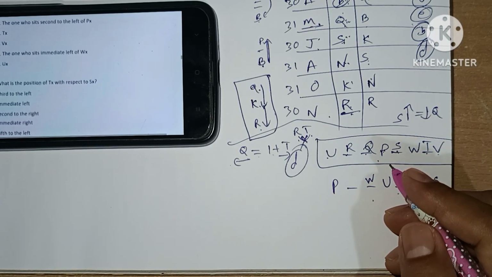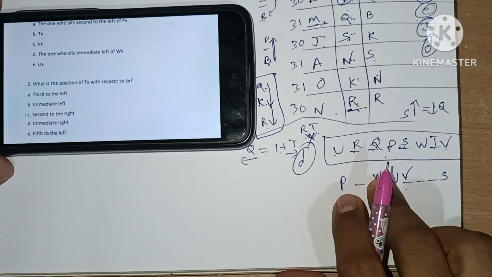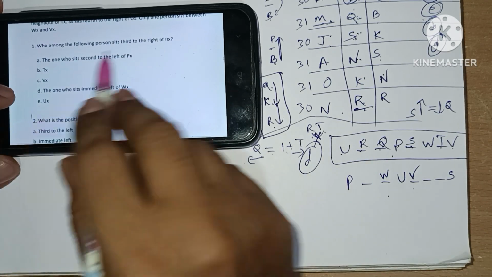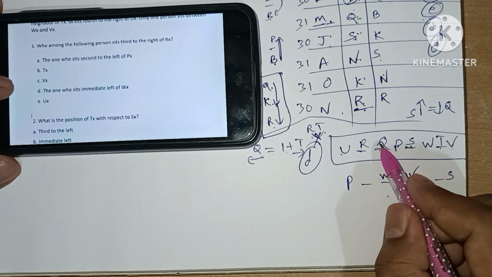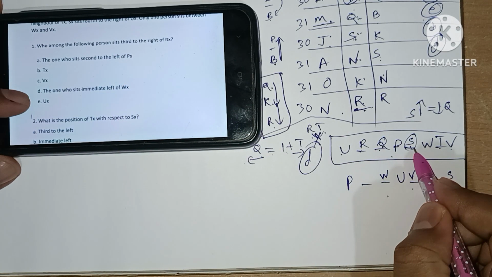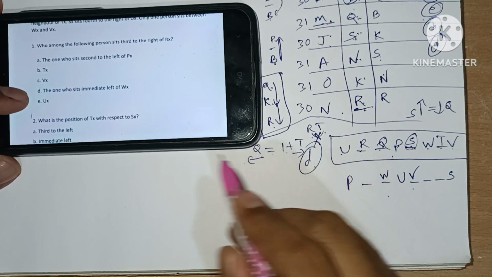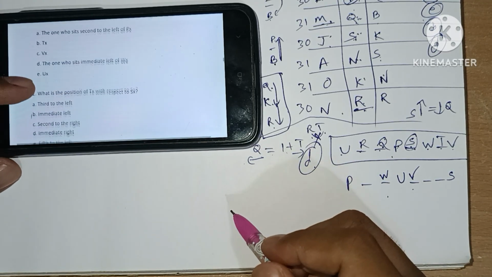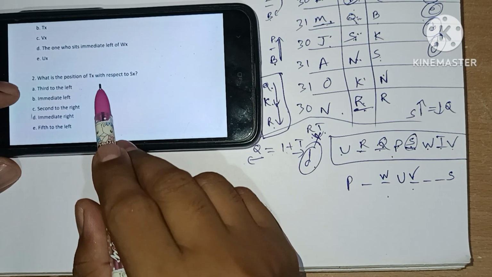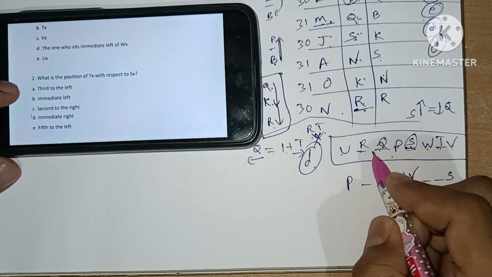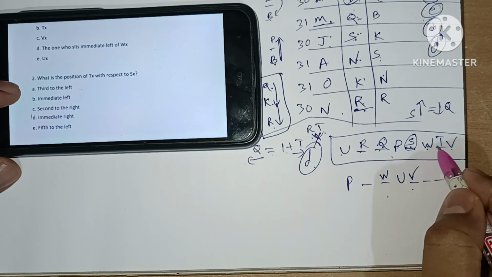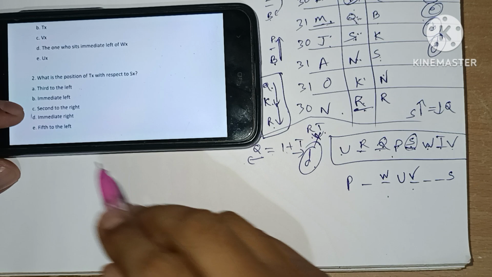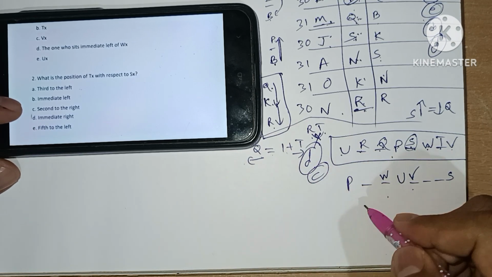Next, second question. See, first question, who among the following sits third to the right of R? Which is S. Option D is our answer. The one who sits immediate left of W. Second question, what is the position of T with respect to S? 1, 2, second to the right. So the answer will be option C.